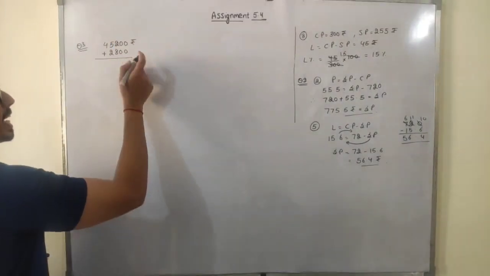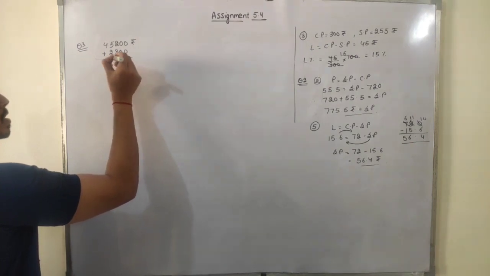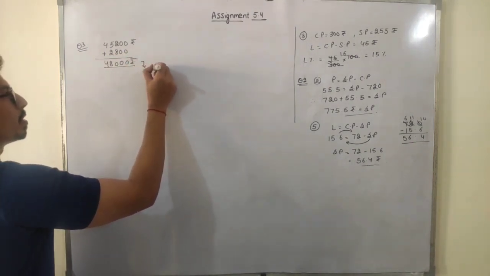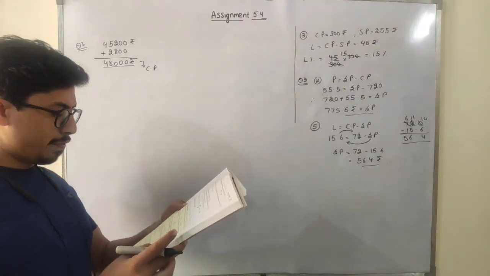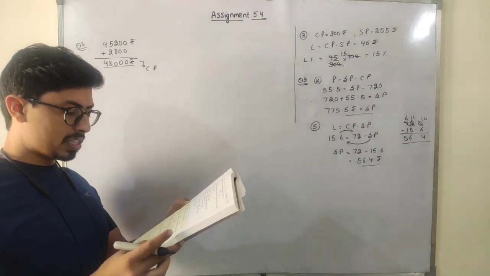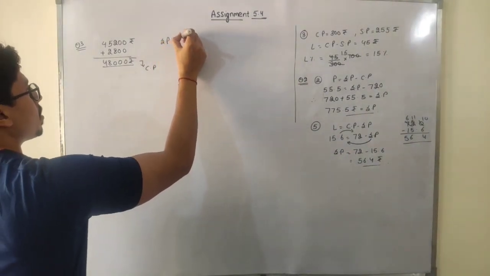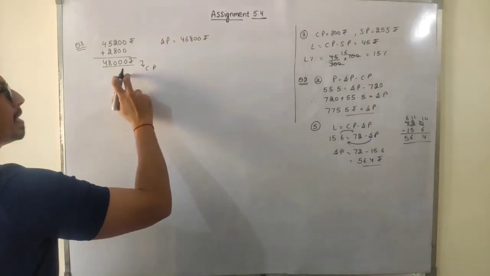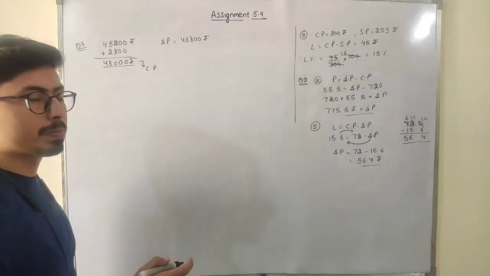Okay, so if I just add them, this 48,000 is my CP now. And he has to sell it at 46,800 rupees. Selling price is 46,800 rupees. If CP is this, selling price is this, students, what we have to find out? Find out the loss and the loss percentage.